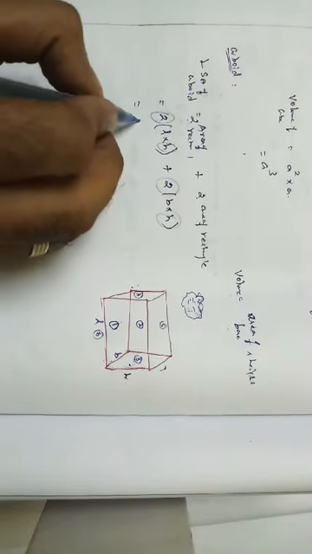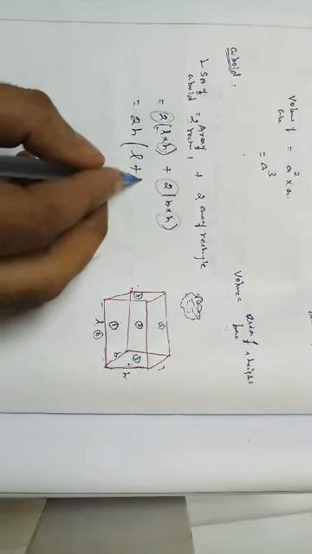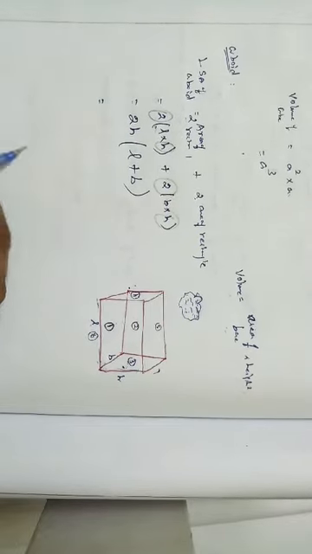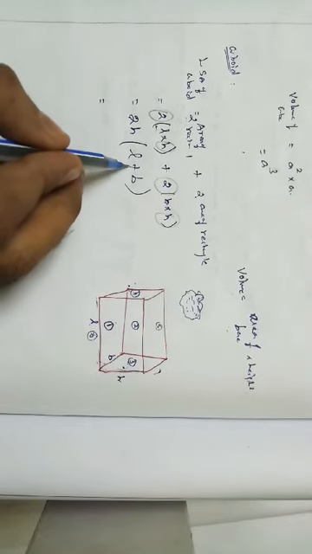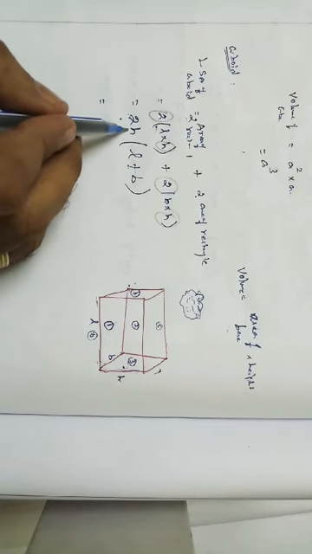Taking 2H commonly outside, what is the remaining? L plus B. That's all. So this is the formula. What is the formula? LSA of cuboid is nothing but 2 times of L plus B into H, right? 2 times of L plus B into H.